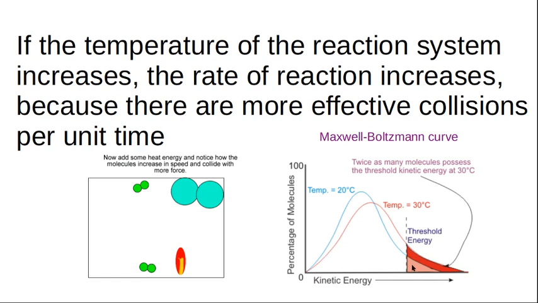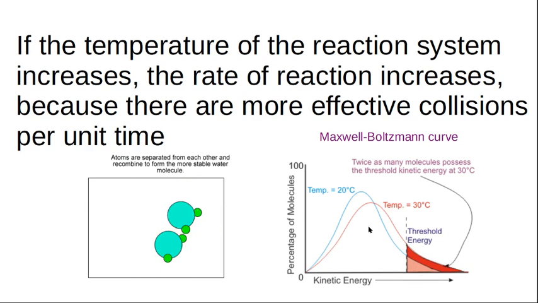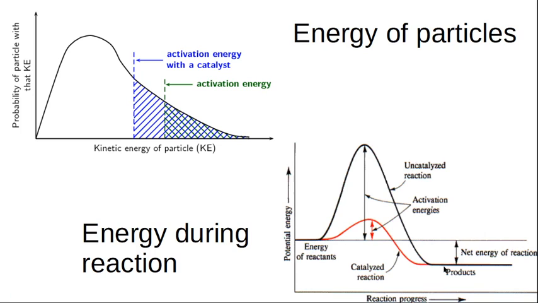More particles have this activation energy or greater, because the curve at 20 degrees looks like this blue curve, and the curve at 30 degrees looks like this red curve, and the area under the curve at activation energy or greater is much, much bigger when the curve is shifted to the right. So just look quickly again.